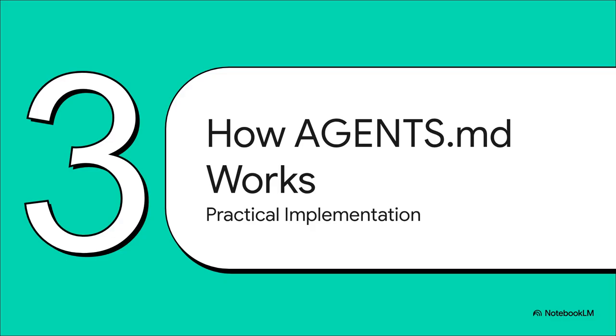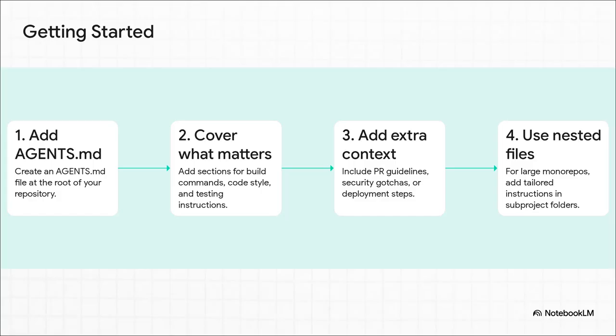And the good news is, actually putting this into your own project is incredibly simple. It's really just 4 easy steps. First, you just create an AGENTS.md file in your project's root folder. Second, you start adding sections for whatever's important. Build commands, code style, you name it. There are no required fields or anything, it's just plain old Markdown. Third, add in the other little notes or context you'd give a new teammate. And fourth, if you're working on a huge project, you can nest these files, which is a super cool feature we'll get to in a sec.